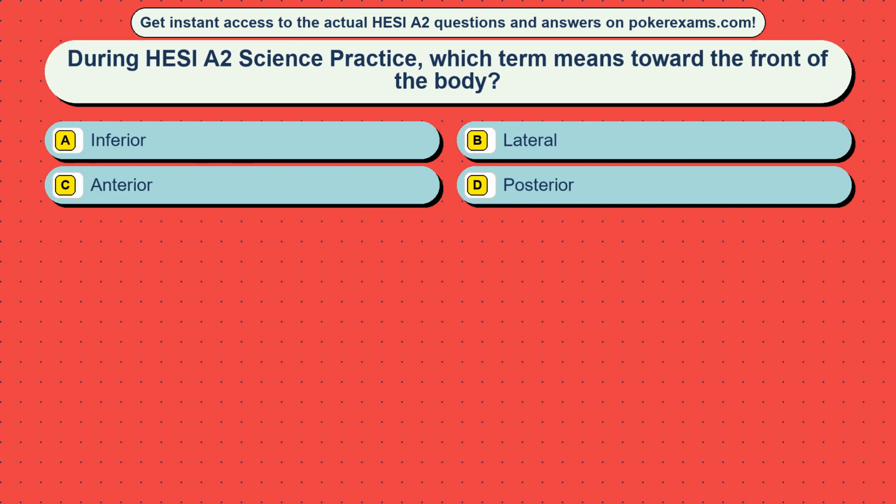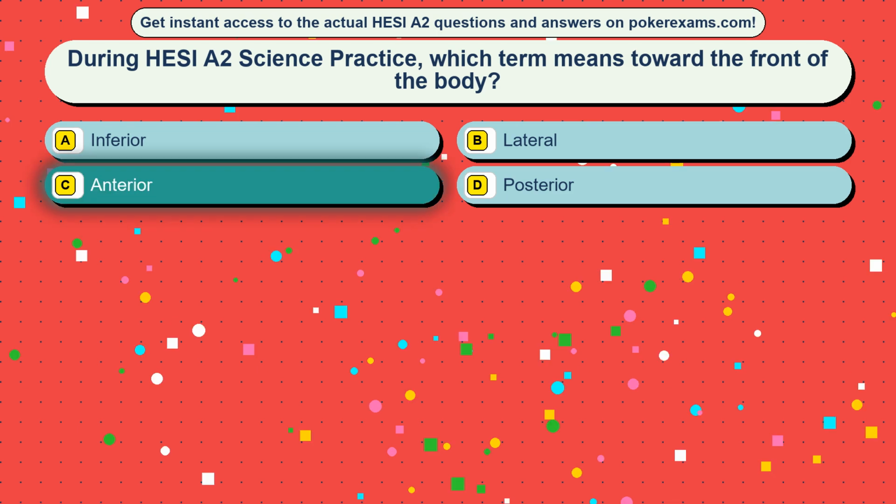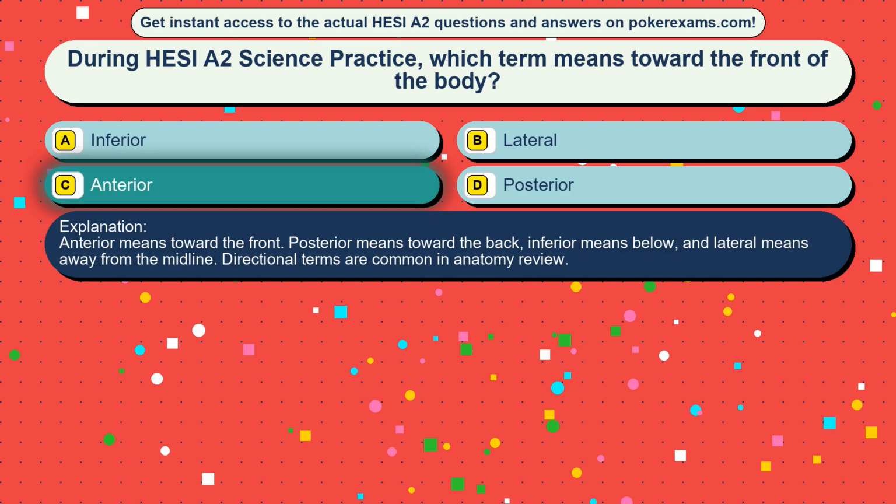Question 11. During HESI A2 Science Practice, which term means toward the front of the body? Option A. Inferior. Option B. Lateral. Option C. Anterior. Option D. Posterior. The correct answer is option C. Anterior. Anterior means toward the front. Posterior means toward the back. Inferior means below. And lateral means away from the midline. Directional terms are common in anatomy review.